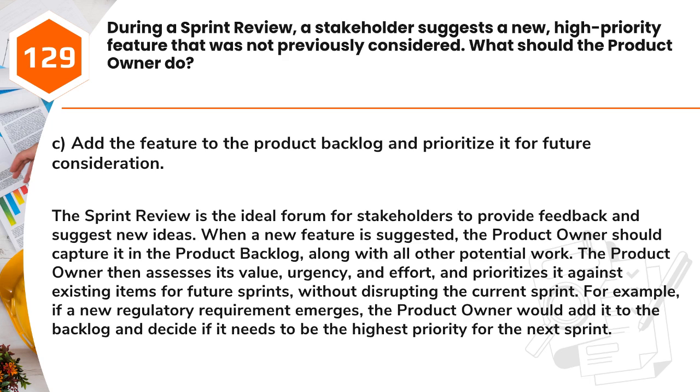Answer: C. Add the feature to the product backlog and prioritize it for future consideration. The sprint review is the ideal forum for stakeholders to provide feedback and suggest new ideas. When a new feature is suggested, the product owner should capture it in the product backlog, along with all other potential work. The product owner then assesses its value, urgency, and effort, and prioritizes it against existing items for future sprints, without disrupting the current sprint.